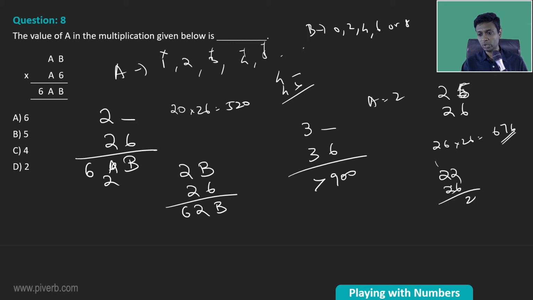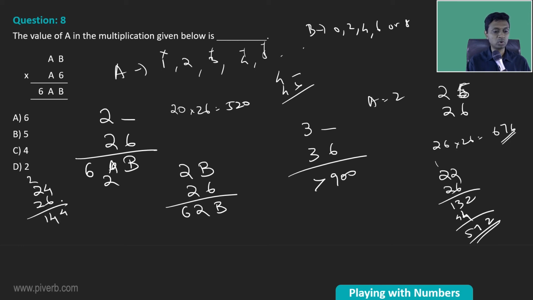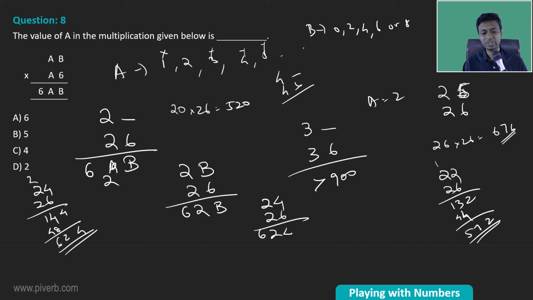6 2s are 12. 2, 1. 12 plus 1, 13. So it's 2, 7, 5. This doesn't work. So let's put 4. 24 into 26. 6 4s are 24. 4, 2. 12 plus 2, 144. 48, 4, 2. This works. 24 into 26 is 624. Or A is 2, B is 4 works.